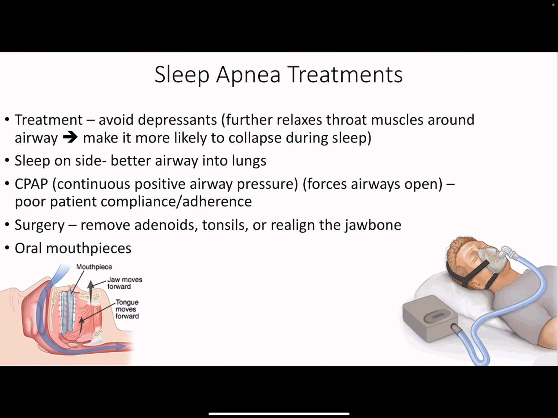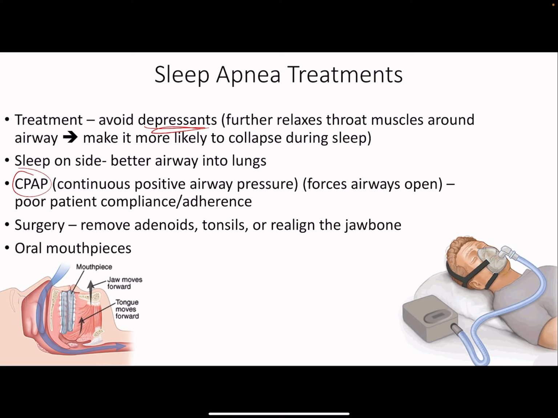Treatments: avoid depressants. Remember that gravity closes access from your pharynx into your larynx, but also the muscles relax due to hormonal changes. Well, depressants are just going to further relax the throat muscles and make it collapse even more. It's even more difficult for air to get in. Sleeping on the side is going to allow better airway into the lungs. CPAP, continuous positive airway pressure, forces the airway open.